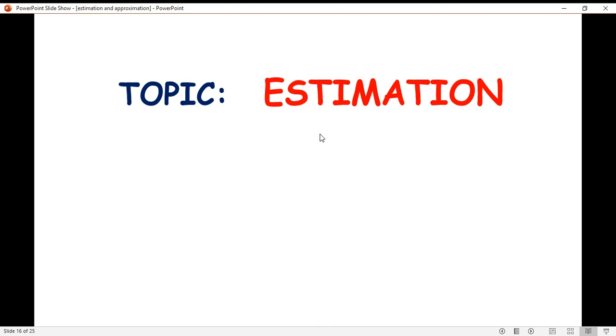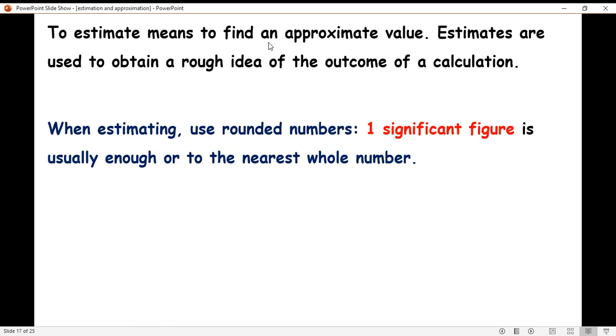Today, we're going to continue from our previous lesson, but we're going to look at estimation. Now, to estimate means to find an approximate value. Estimates are used to obtain a rough idea of the outcome of a calculation. When estimating, use rounded numbers. One significant figure is usually enough, or to the nearest whole number.